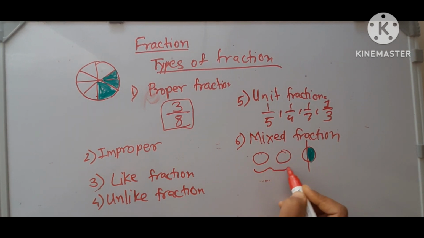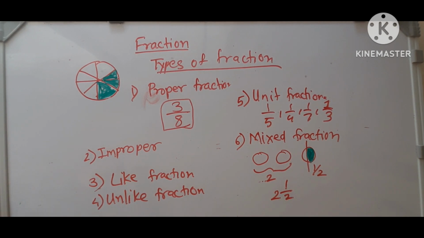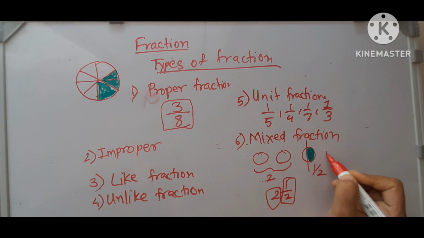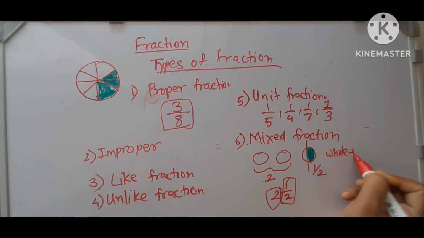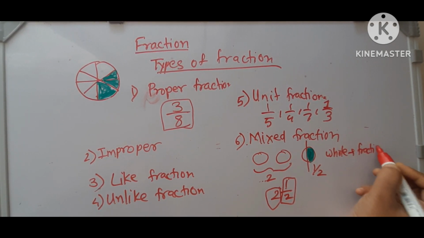I have 2 whole apples, and for this, half of it is eaten. So the value which is left is 2, 1 by 2, 2 and a half. This consists of a whole number 2 and a fraction 1 by 2. So these are known as mixed fractions. A mixed fraction consists of a whole number plus a fraction. Okay. Whenever there is a whole number and a fraction together, they are known as a mixed fraction.